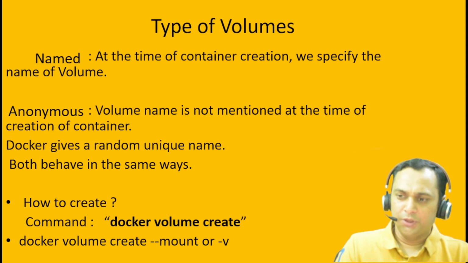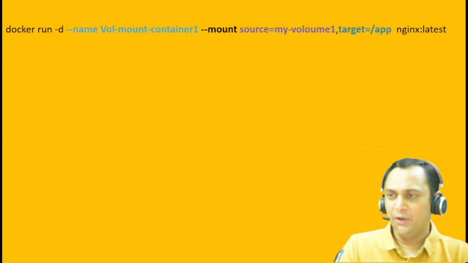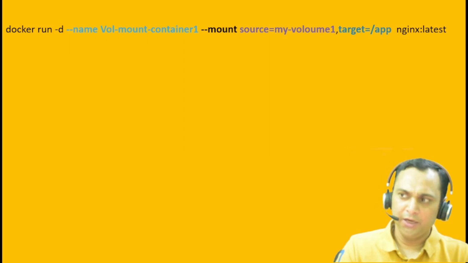So the command option is docker volume create --mount, or we can use -v. So let's explore --mount first. The command is docker run -d --name vol-mount-container --mount source=my-vol1,target=/app, and the image we are going to use is nginx:latest.